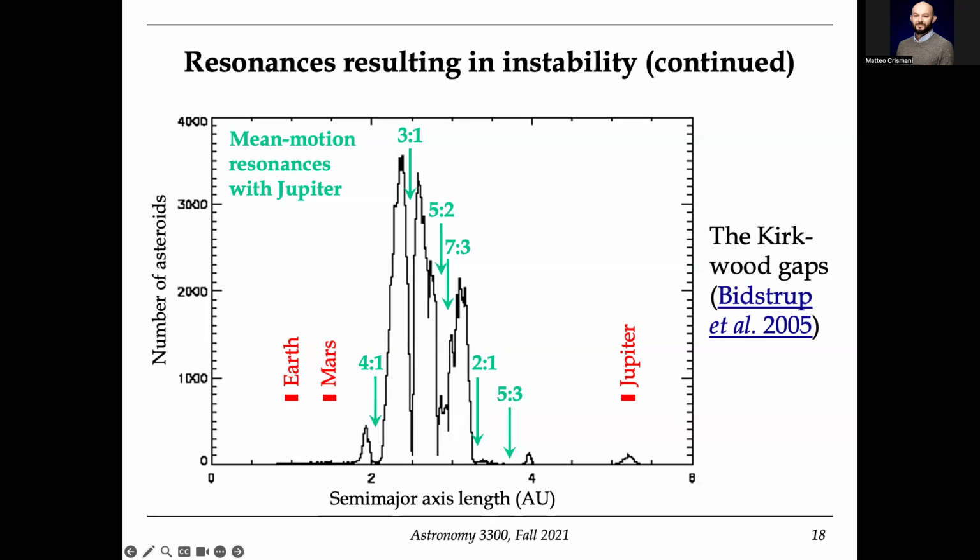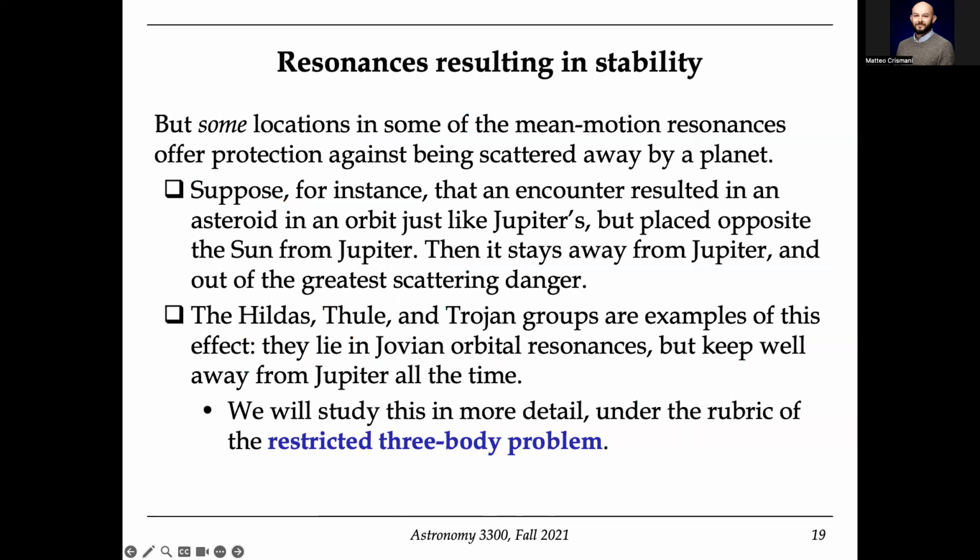Okay, and then some locations offer protection against scattering. So for example, imagine you result in an orbit that's just like Jupiter's, but placed on the opposite side of the sun. This is like that Nemesis Earth hypothesis that we talked about. You could have a planet on the opposite side of the sun, and since the sun's always in the way, you'll never see it. We know that this isn't quite true for Jupiter, but there are Hildas. Hildas live on the other side of Jupiter. Stay away. I'm like, whatever, bro. Stay over there. We'll do our life, right?